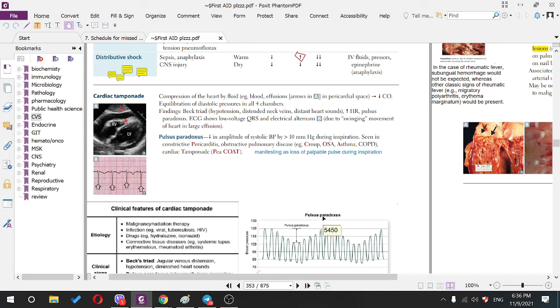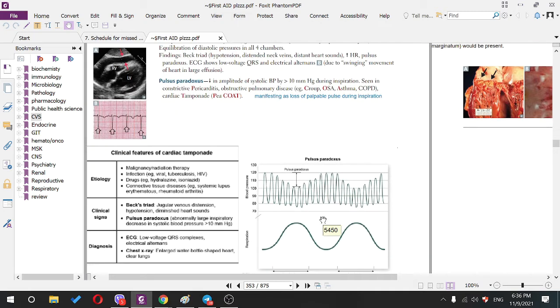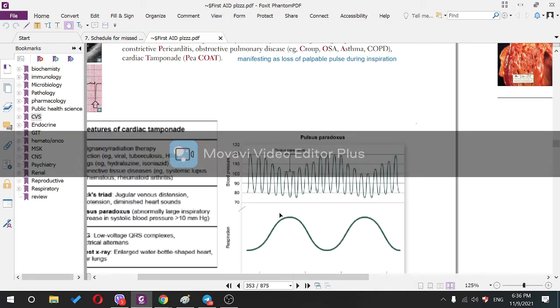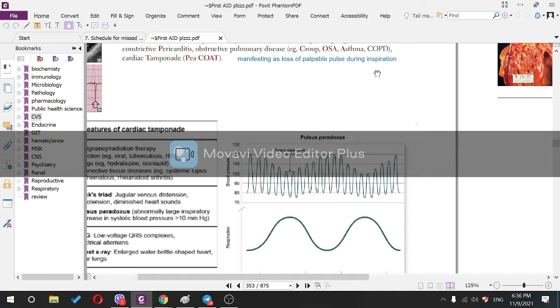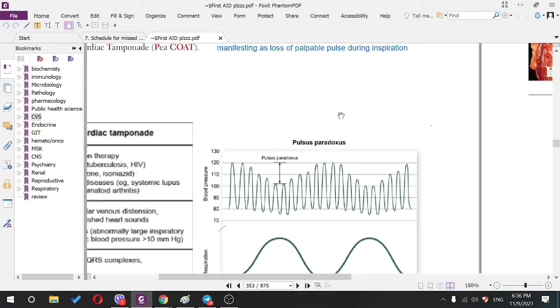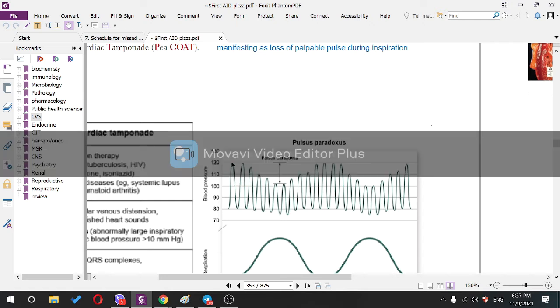You put the blood pressure cuff, okay? You inflate it. And when you deflate it, when it reaches 120, what will you start to hear? You will start to hear the sound, yes? Okay, so you start to hear the sound at 120. Do not deflate it anymore. Keep it at 120. Tell him to take a deep inspiration. The sound will disappear. You cannot hear it anymore.